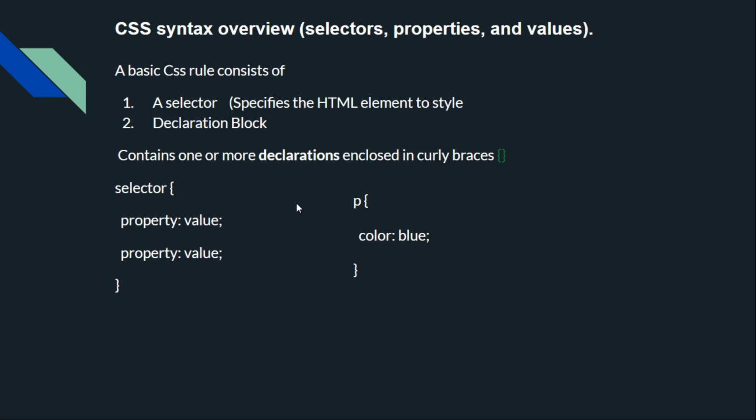And these declarations are usually enclosed in curly braces. So just like you can see on your screen, here is an example of your selector has a property and then the value, property and value. So for instance, here you have your P, which is a selector, the HTML element, and then a property which is color, and then the value of your property, which in this case is blue. Now let's look at some examples.